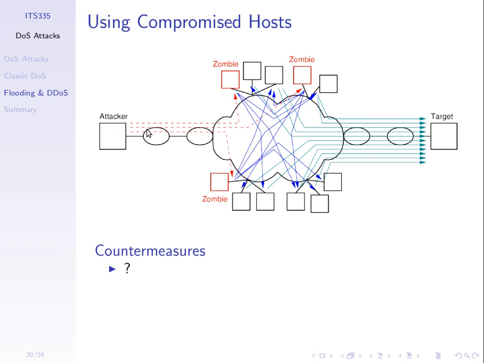From the attacker's perspective, they do almost nothing. Once they have the zombies under their control, they just need to send a command to them, start the attack. And it's the zombies, which may be your computer, which is at home, infected with some malware, who starts the attack by sending these, say, ping requests to other random computers, which then all go to the target. This becomes very hard to stop.